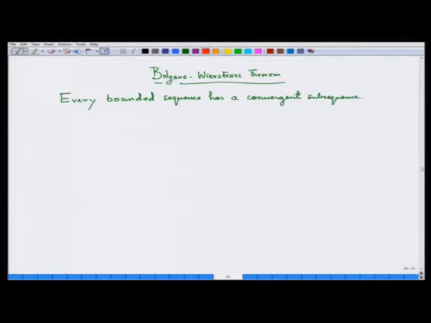So here is the famous Bolzano-Weierstrass theorem, which says every bounded sequence has a convergent subsequence. So let me take a sequence which is bounded: -1, +1, -1, +1. Now you are already accustomed with the sequence, pretty cute sequence, and of course it is bounded by 1. And now I take a subsequence, say -1, -1, -1, -1. So I am taking x1, x3, x5 and so on. So this is a subsequence. Is it convergent? Yes, it is convergent to -1.